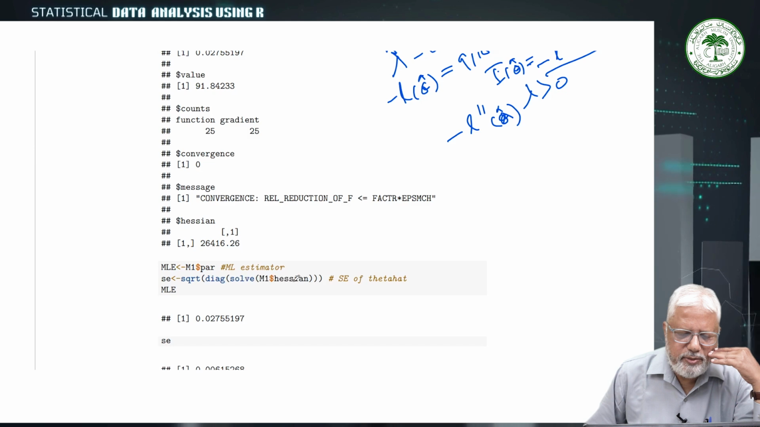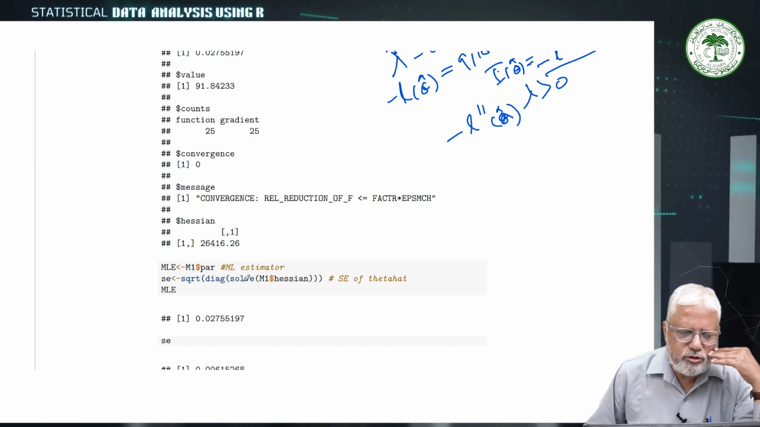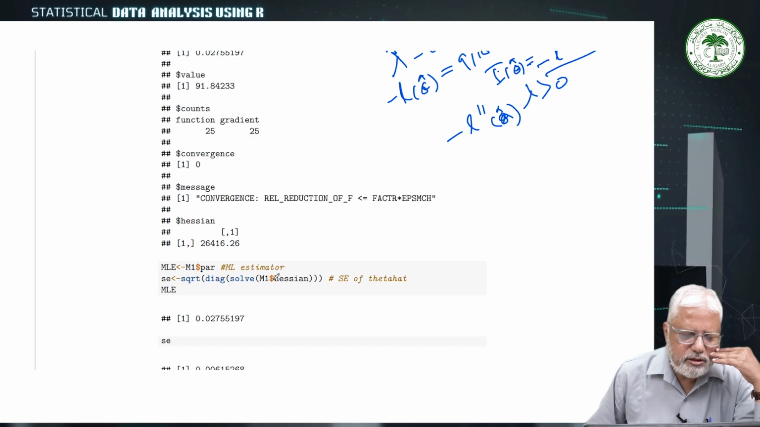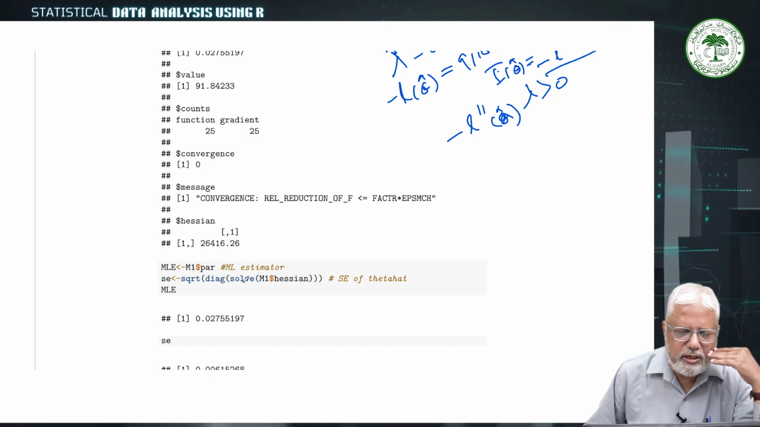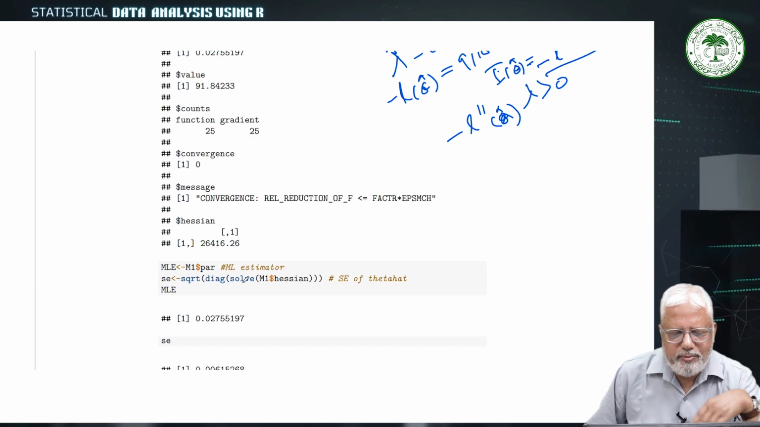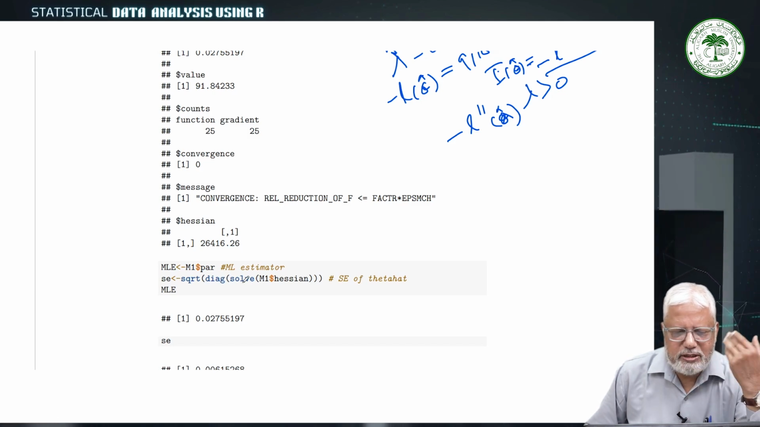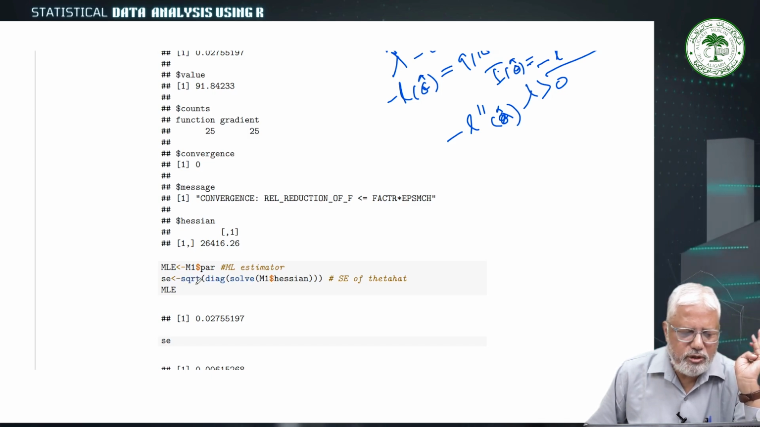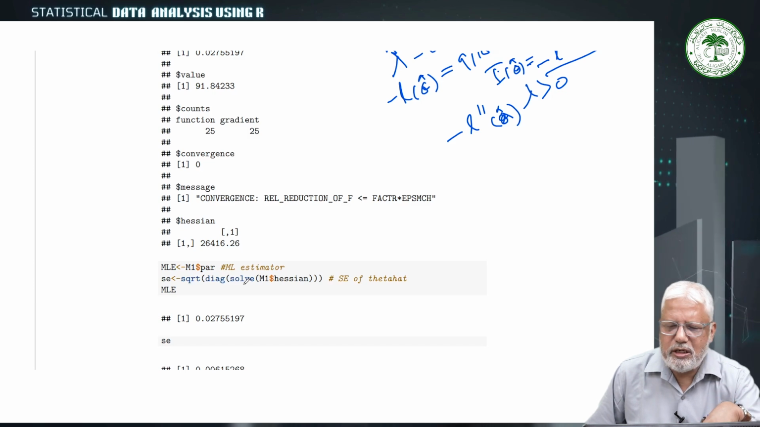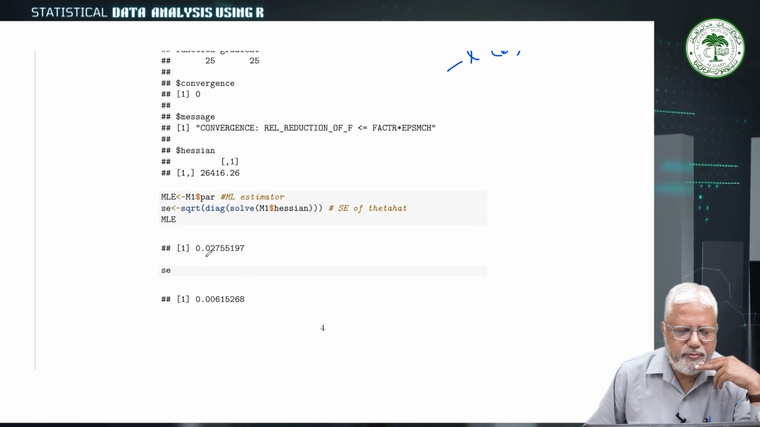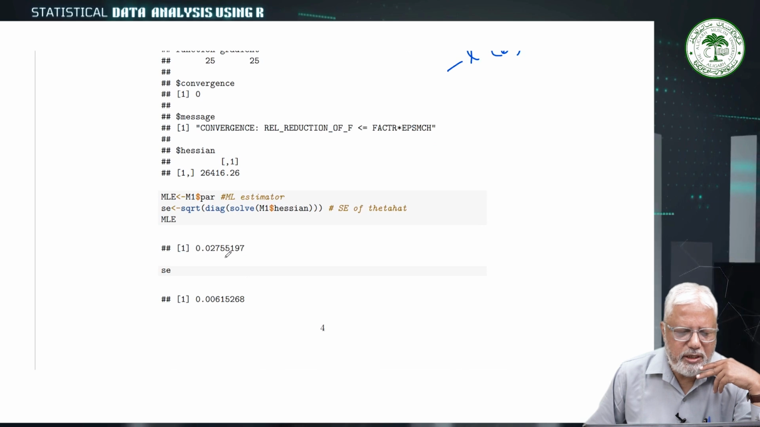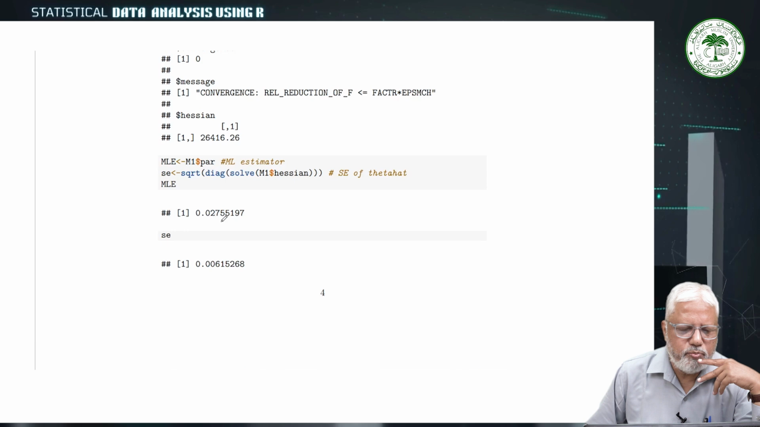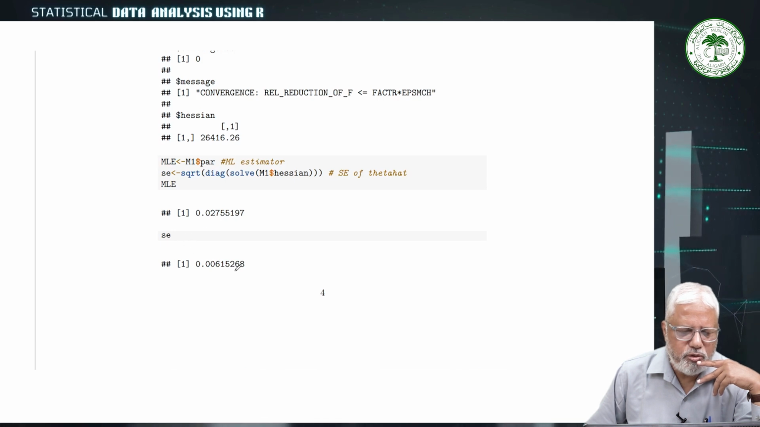This is the Hessian matrix, the negative of the Hessian matrix, and solve means the inverse of the negative of the Hessian matrix. And then we are extracting its diagonals, and then we are taking the square root of those, because these diagonal elements are variances. So this is known as the standard error of the 0.027 estimate. And see, the MLE is 0.027 and the standard error is 0.006.